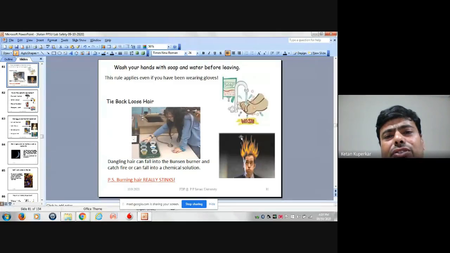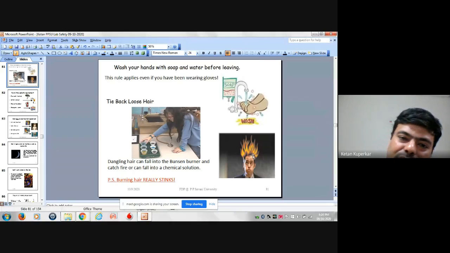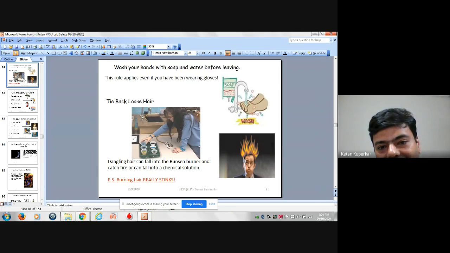Wash your hands with soap and water before you leave the lab. This rule applies even if you have been wearing gloves, no matter what happens. Washing your hands with soap and water is the best practice to avoid any sort of laboratory accidents. Now, in this particular animated picture, the hair is loosened up and not tied, and here is the Bunsen burner. So definitely it will catch fire, and burning hair really stinks.